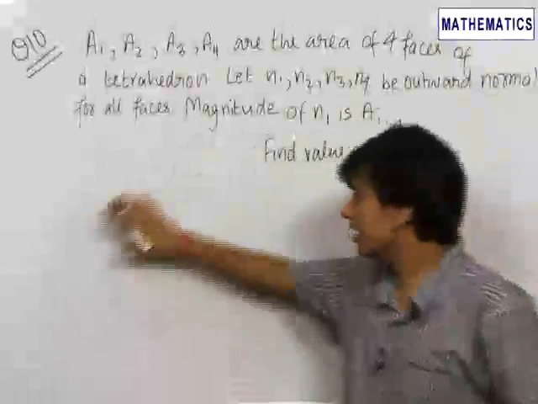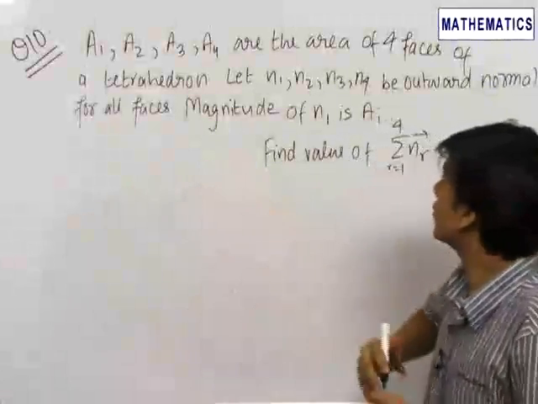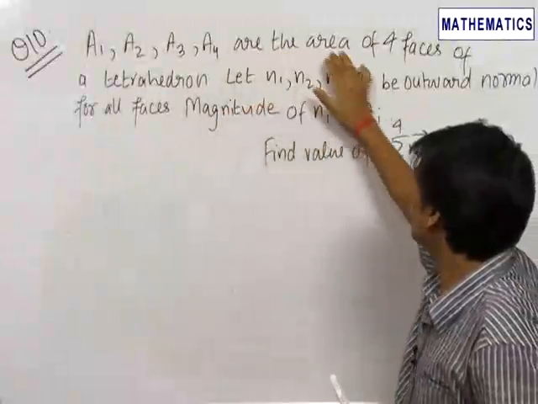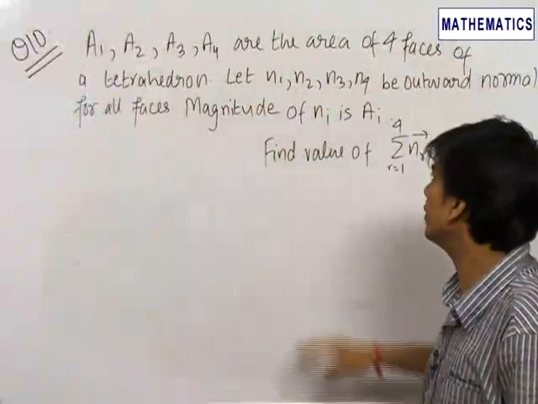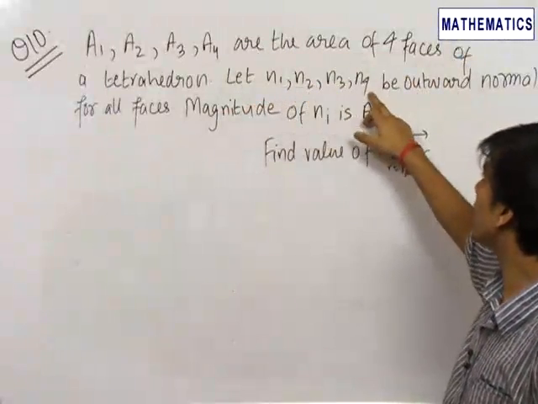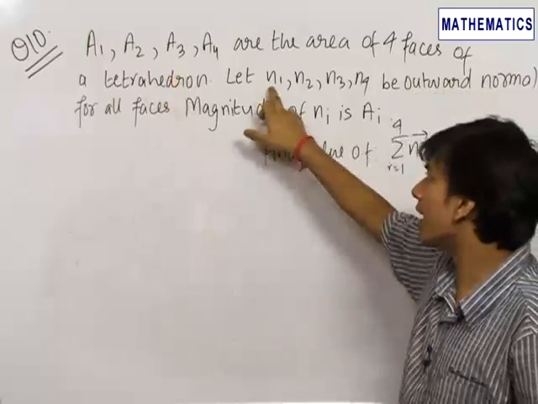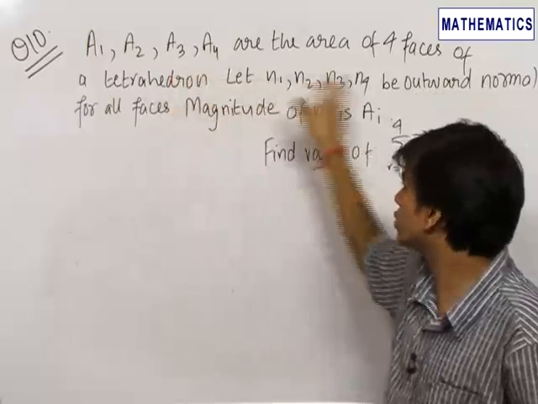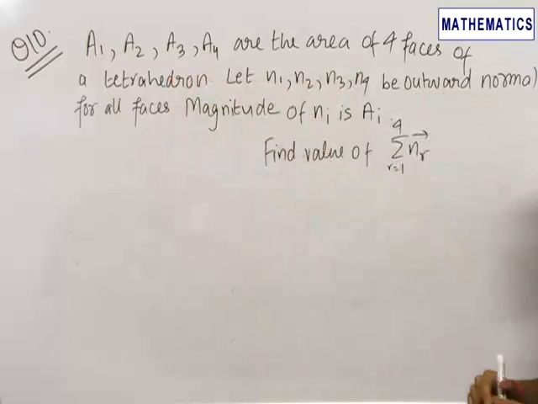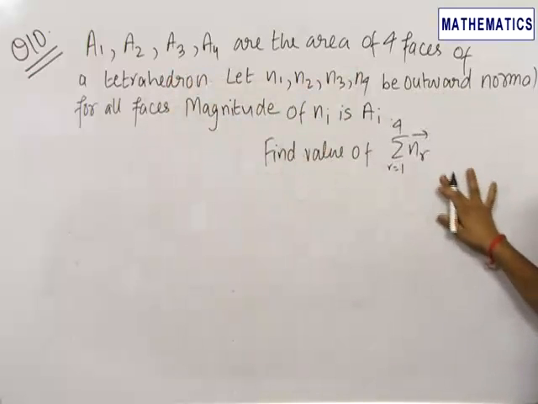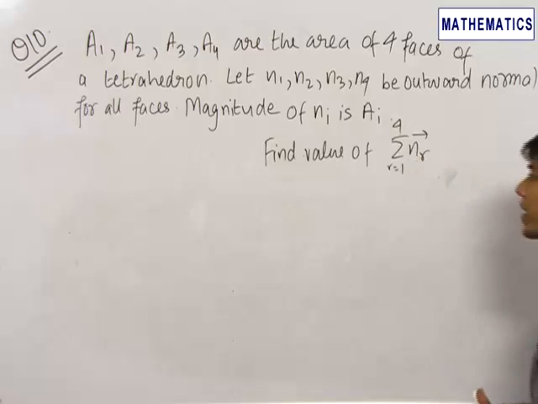The 10th question that we have is again an analytical problem. We've been given that A1, A2, A3, A4 are the areas of the four faces of a tetrahedron, and N1, N2, N3, N4 are the outward normals for all these faces. Now the magnitude of N1 is A1, N2 is A2 and so on. We need to find out the value of N1 vector plus N2 vector plus N3 vector plus N4 vector.